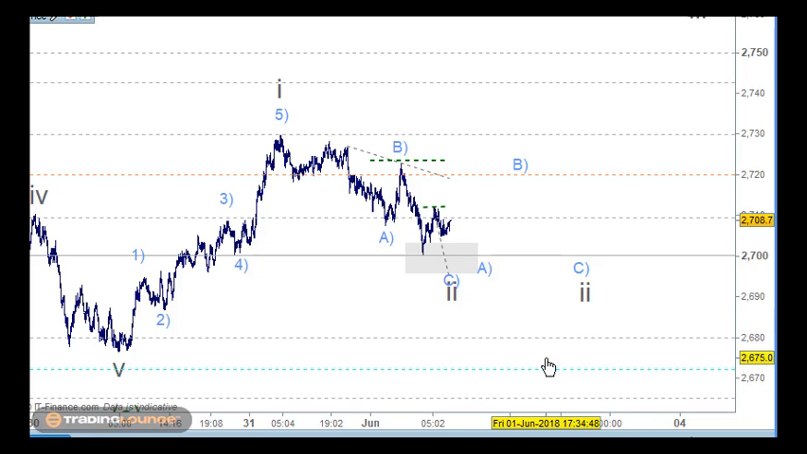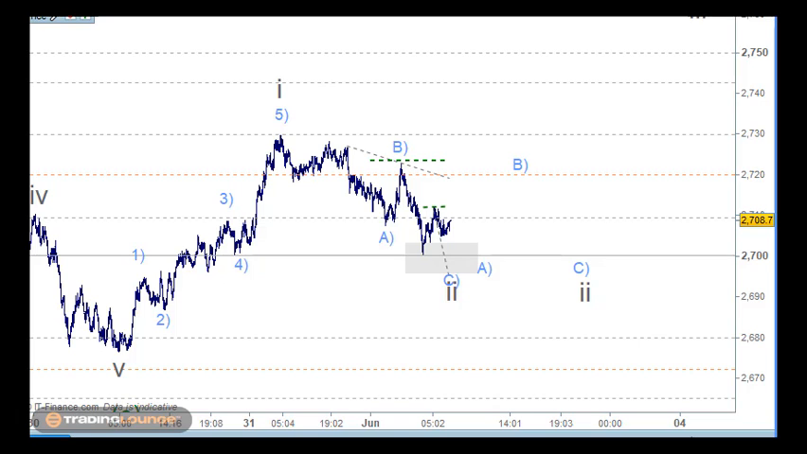So just be mindful, you know, if something goes wrong, that's what it will be. We will only not use this count unless this low here gets taken out. So in a nutshell, long above this area here, or nice tested support on this area here.